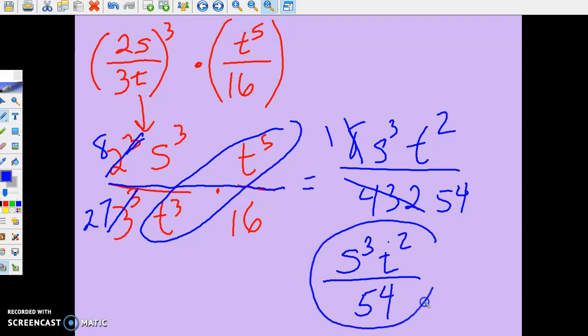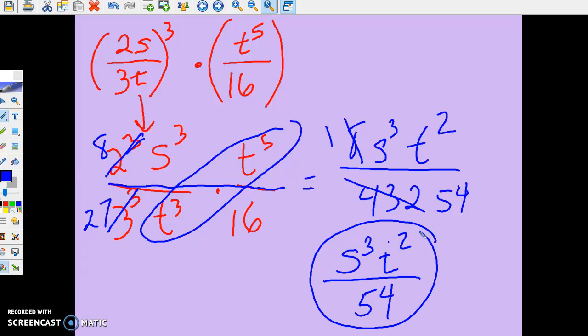Now you might be asking me, how did I know that 8 over 432 could be simplified to 1 over 54? All I did was I put in my calculator 8 divided by 432. I hit my double arrows on the calculator to change that to a fraction, and it showed me the fraction of 1 over 54. So make sure you're doing that. Make sure you're simplifying. And then if you have questions, absolutely ask.